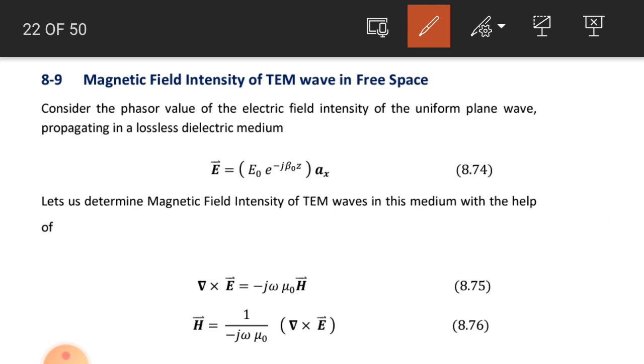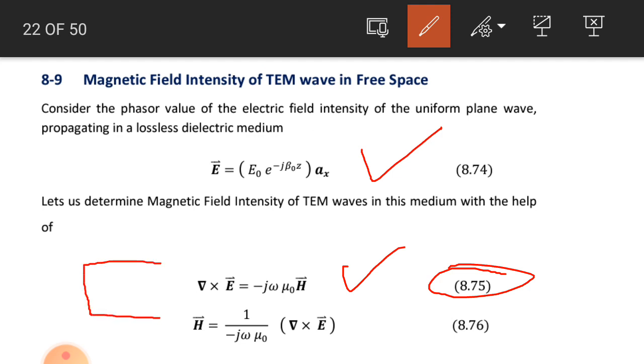In order to find out the magnetic field intensity of the transverse electromagnetic wave in free space, we consider the phasor value of the electric field intensity in free space, which is given in equation number 74. The phasor value of the electric field intensity is equal to E naught into e raised to power minus j beta naught z ax. Well, in order to calculate the magnetic field intensity, we consider one of the four equations of Maxwell in equation number 75. This is one of the four equations of Maxwell where the curl of the electric field intensity is equal to minus j omega mu naught H. And we can find out the magnetic field intensity with the help of this particular equation.